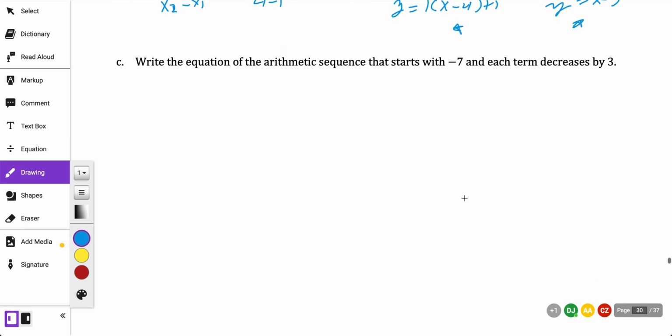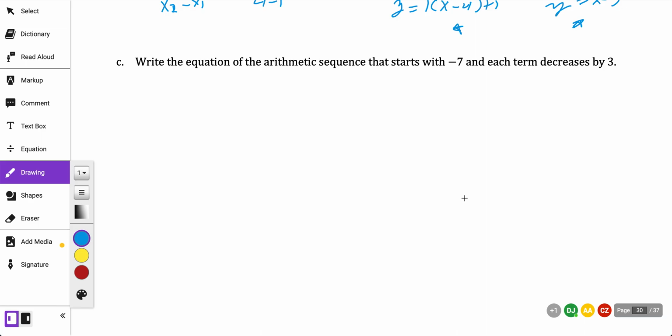Now it says write an equation of the arithmetic sequence that starts at -7 and decreases by 3. Okay, so to do this, what we're going to first do, excuse me.